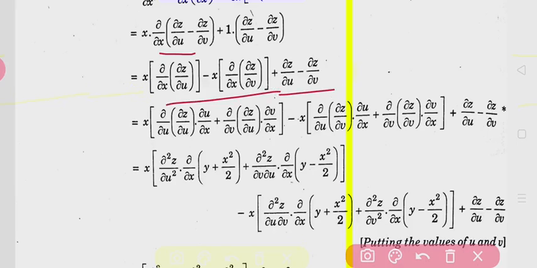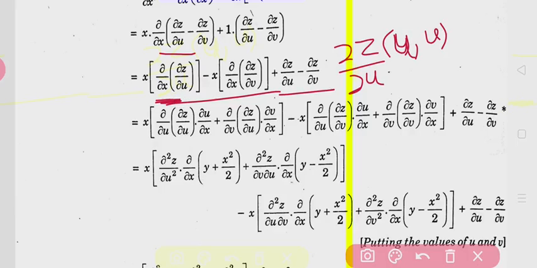So we rewrite the equations. Now you know that z is a function of u and v. So this ∂z/∂u is also a function of u and v. If this is a function of u and v, then when you take the partial derivative with respect to x, again the chain rule will be applied.